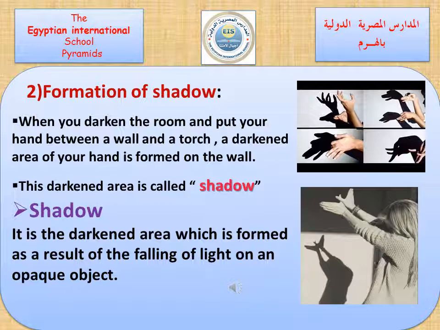Okay, what is this darkened area called? It's called shadow. Then what is the definition of the shadow? Shadow is the darkened area which is formed as a result of the falling of light. In this case, what is the source of the light? Yes, I hear you. Excellent. It was a torch on an opaque object. In this case, what was the opaque object? It was your hand. Excellent. Then again, shadow is the darkened area which is formed as a result of the falling of light on an opaque object.